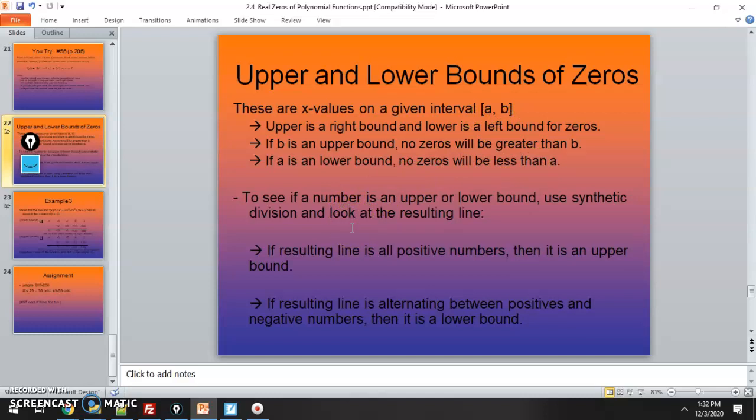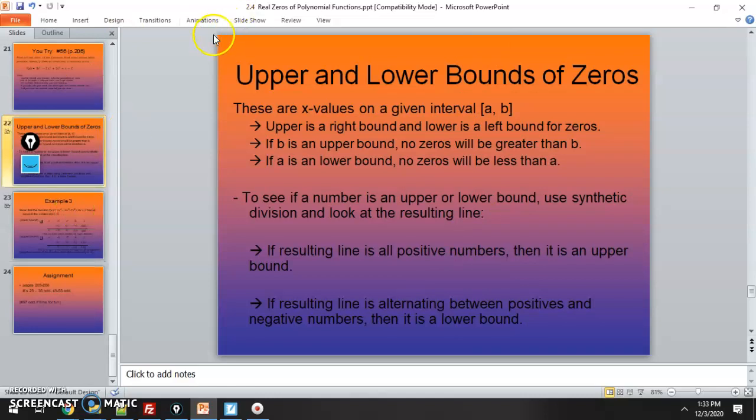To see if we have an upper or lower bound, we would use synthetic division and look at the resulting line. If on the resulting line of synthetic division you see all positive numbers, we would know that it's an upper bound, and there's no zero past that particular boundary. If, however, it alternates between positive and negative numbers, it would be a lower bound. Now, if it's a blend of these two, that means there will be a zero past that point.